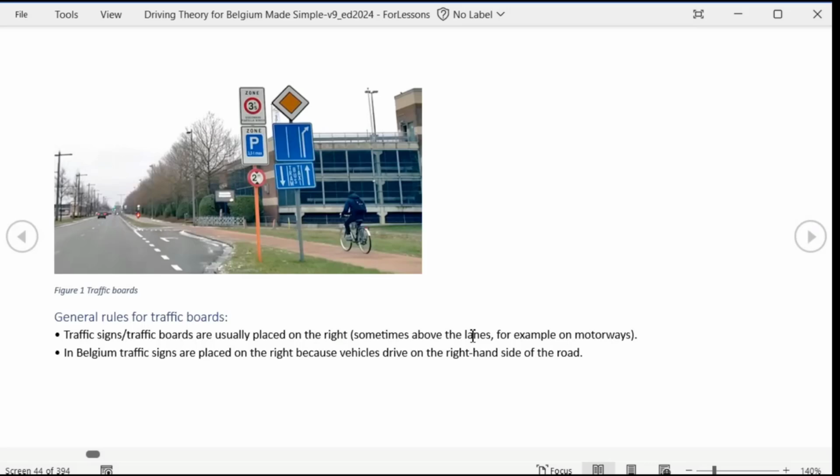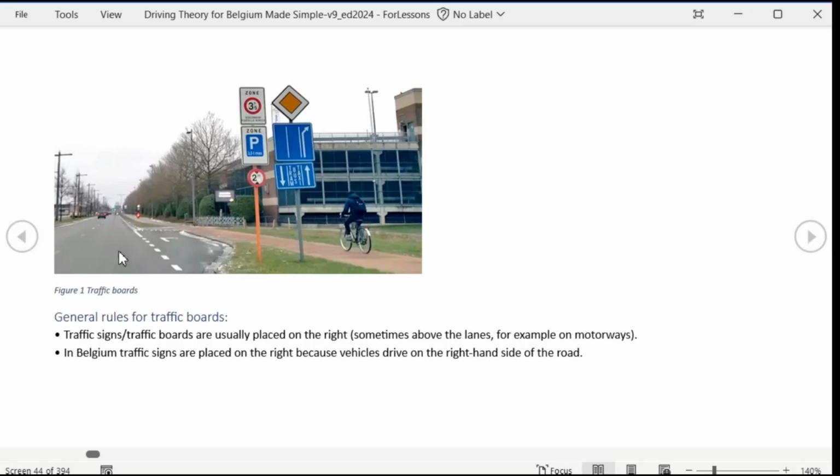Sometimes the traffic boards may be placed above a lane or can be repeated on the left. As you can see, this is the road, and the traffic boards are placed on the right side of the road. By the way, as we move through this lesson, I will show you more pictures and more examples, so you will be able to understand much better.